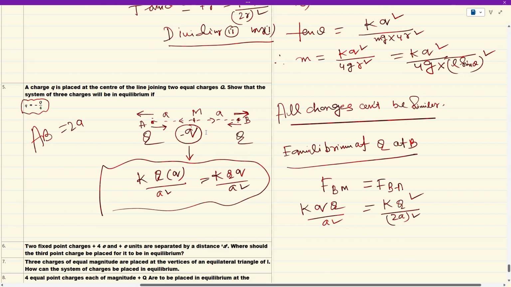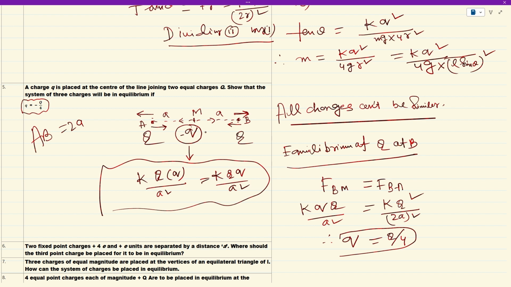Understood? That Q gets cancelled. So we get Q equal to, a square gets cancelled, it is becoming Q by 4. The answer is minus Q by 4, because this charge has to be negative. So this equilibrium is possible when q is minus Q by 4.